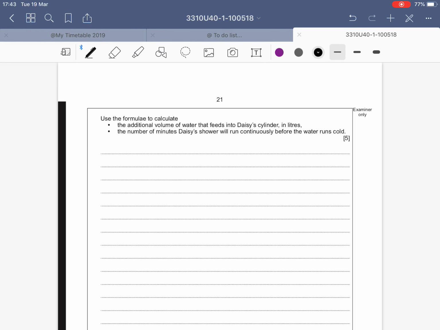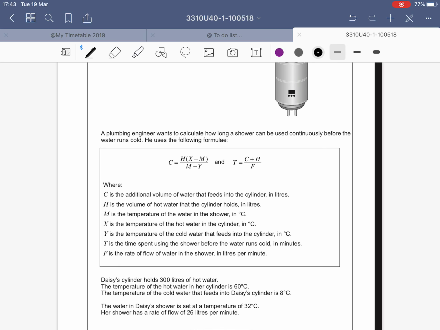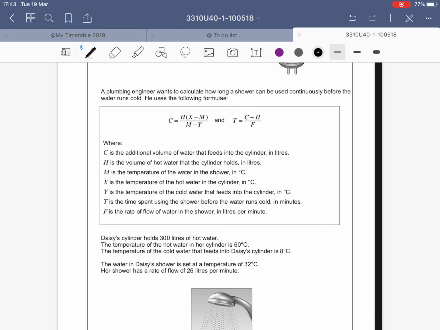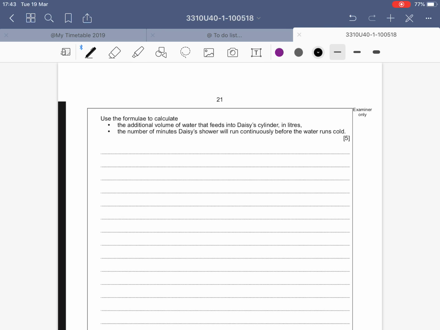The question over here says use the formula to calculate the additional volume of water that feeds into Daisy's cylinder in litres, the number of minutes Daisy's shower will run continuously before the water runs cold, the C calculation and the T calculation. So I'm going to keep that page open on my exam paper and I'm going to put them straight into the formulas.